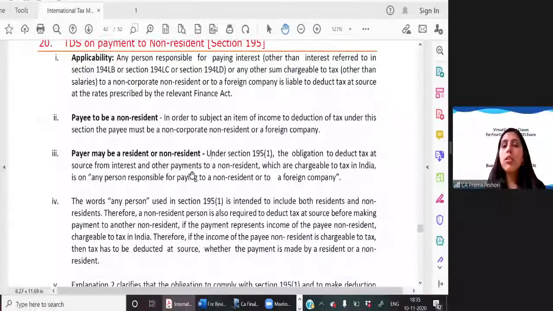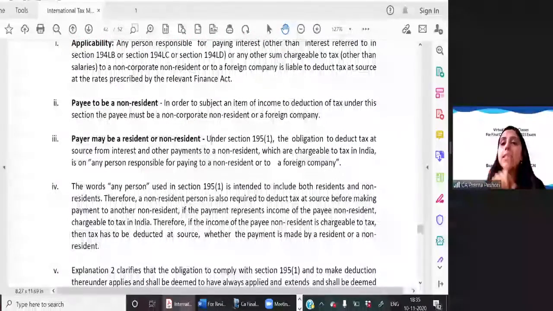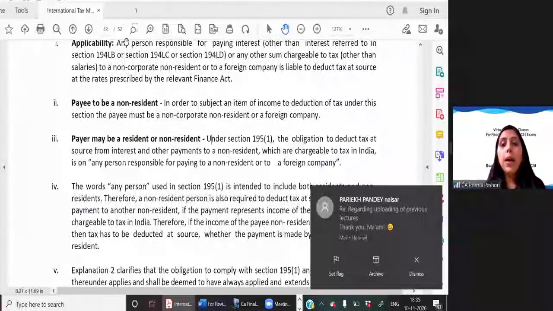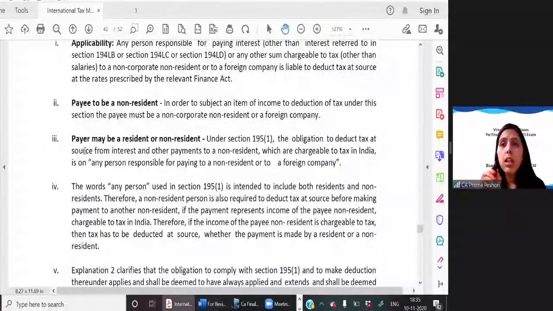Clear? So here, the payer could be a resident or a non-resident. The payee has to be always a non-resident, right? The payee will always be a non-resident individual or a foreign company. But a payer can be a resident also, a payer can be a non-resident also. We understand when a payer is resident. But in which situation can a payer be a non-resident as well as the payee be a non-resident? What would be that situation?